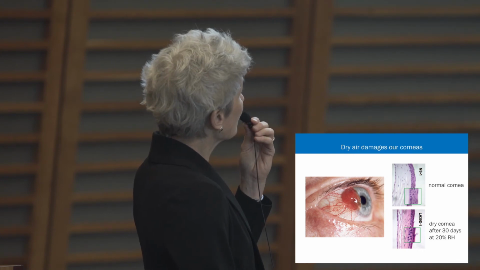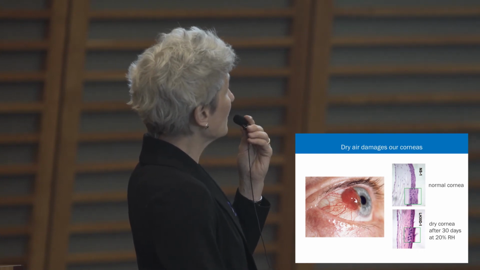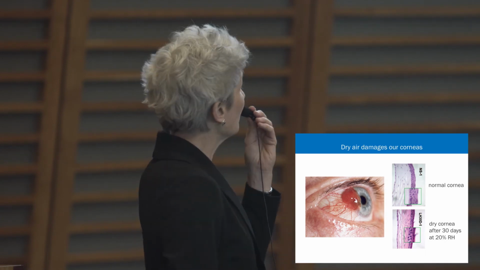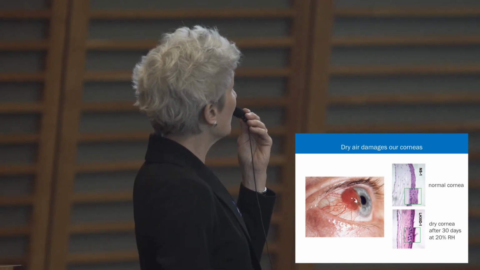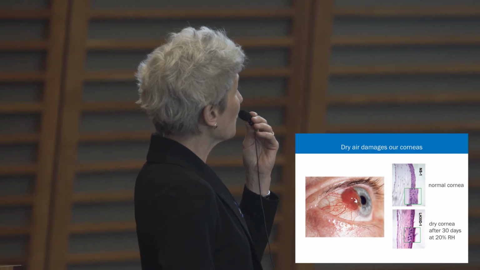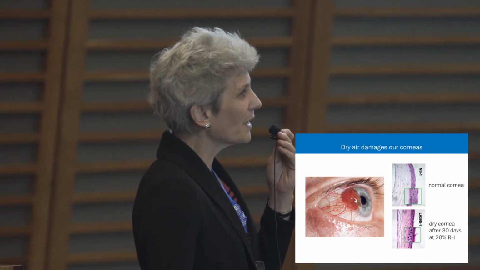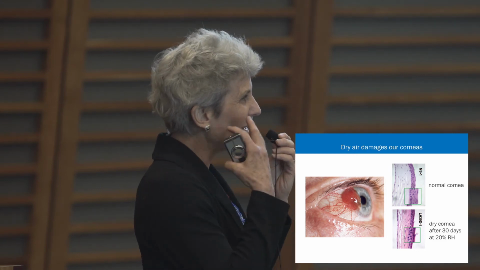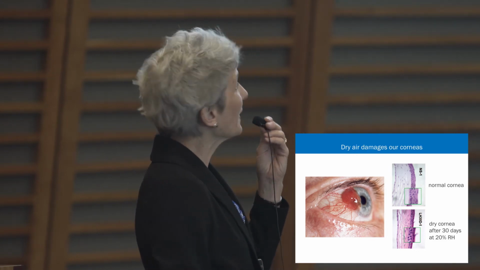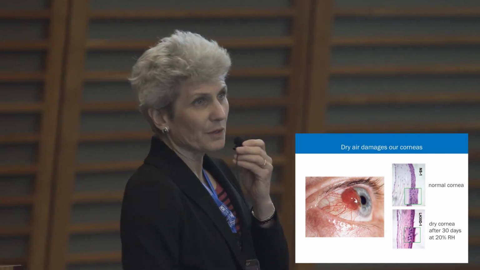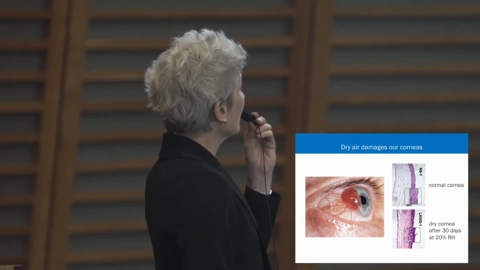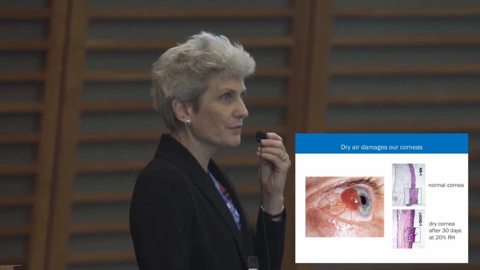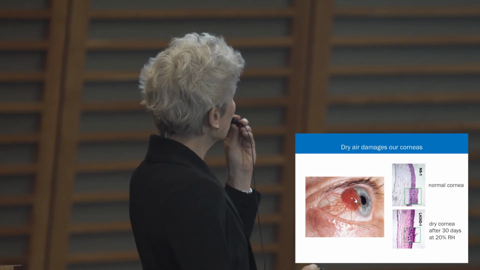So what happens? A normal cornea in a well-humidified environment has a nice, smooth surface, and then 30 days at 20% humidity. Tracy, this is probably why you were digging at your eyes, because you thought that your dry eye was a contact lens. But over time, this is a pingueculum or a pterygium. Probably some of you have mild forms of this if you're outdoors a lot in dry air.